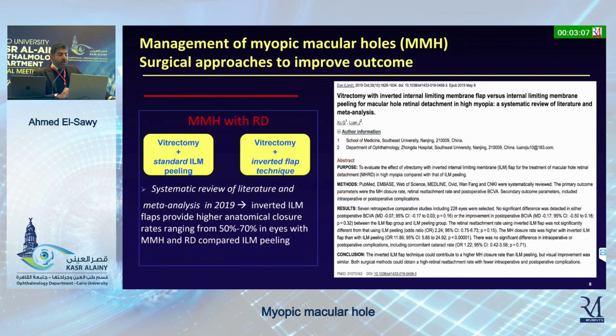What about the myopic macular holes with retinal detachment? Similar studies have been conducted, and in the meta-analysis, it has been shown that 50 to 70% closure rates could be achieved in patients with myopic macular hole associated with retinal detachment.